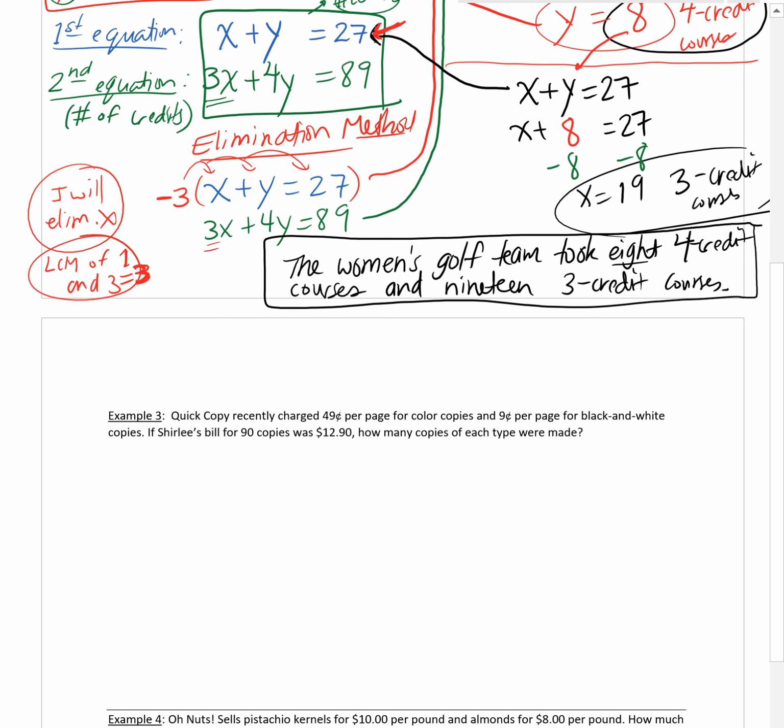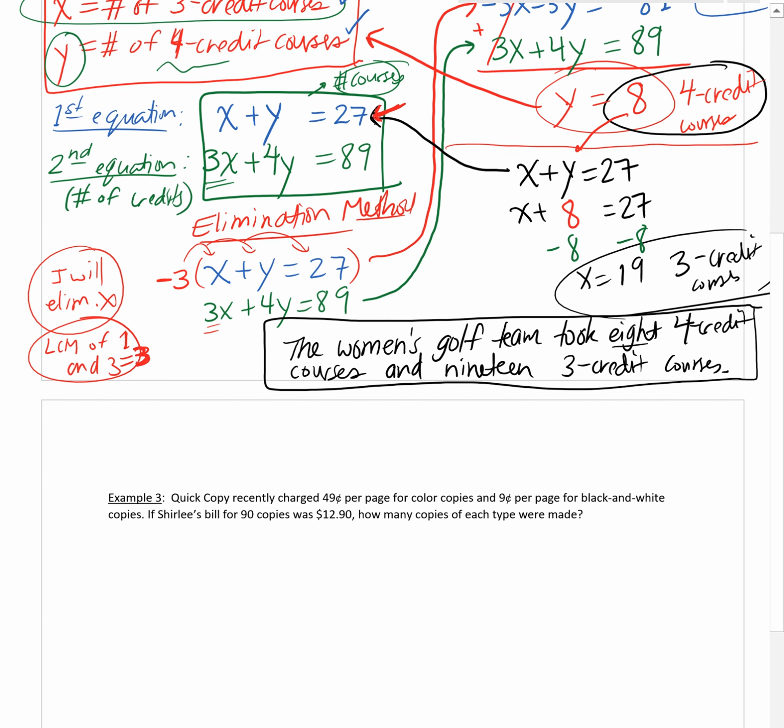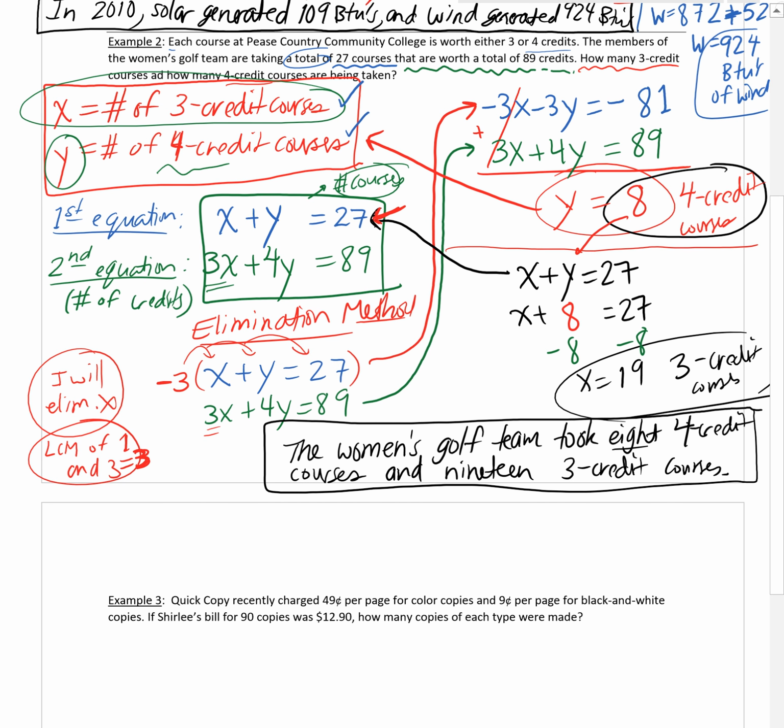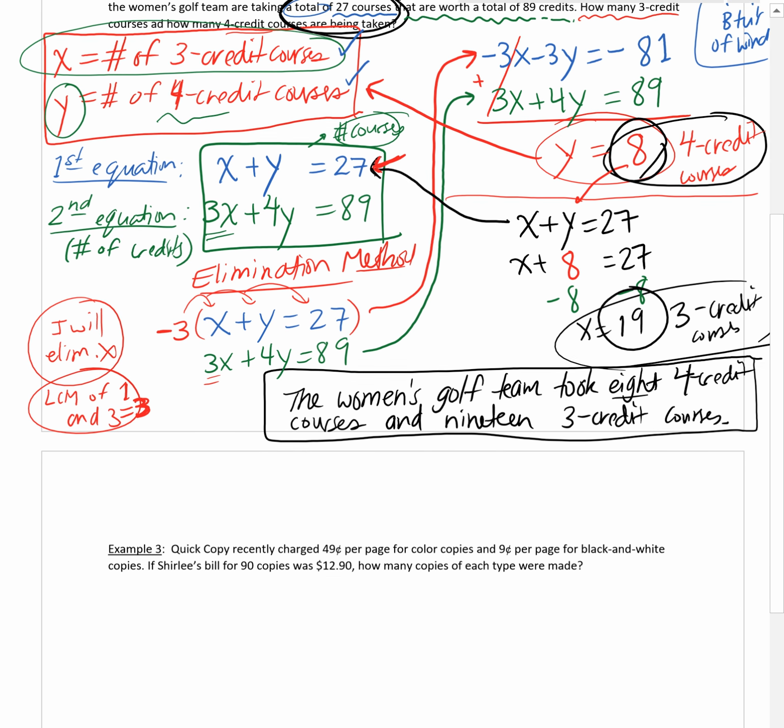Beautiful. All right. And I guess I should make sure, is that actually how many courses there were total? That might be a good check. How many did they say? There were 27 courses total. Do those two total 27? There were 8 of them here and 19 of them here. If you add those guys together, oh, that is 27. Okay, good. That's a good sign.